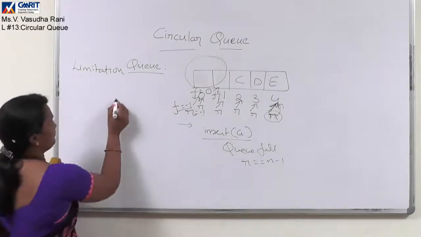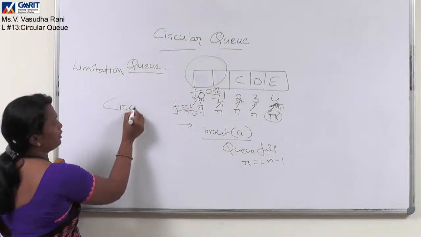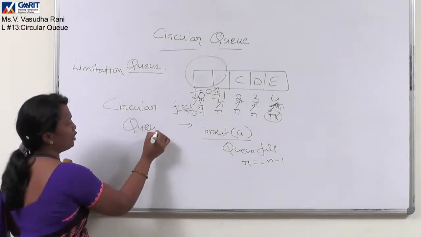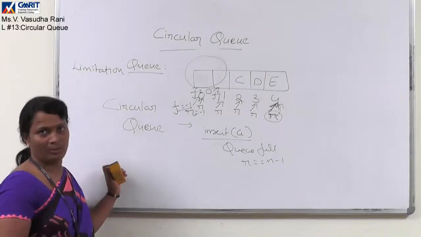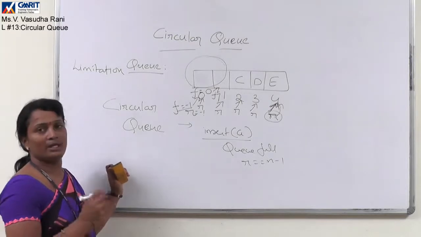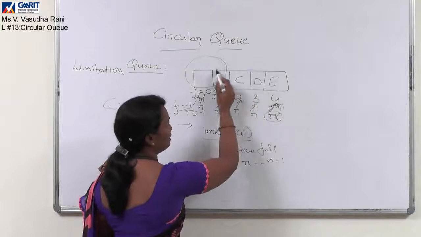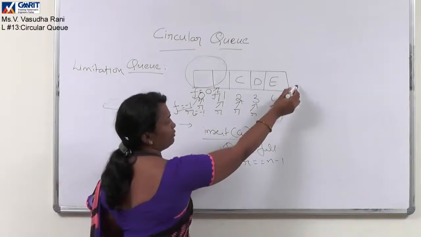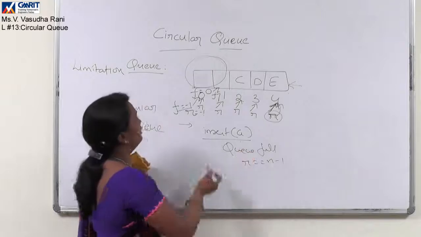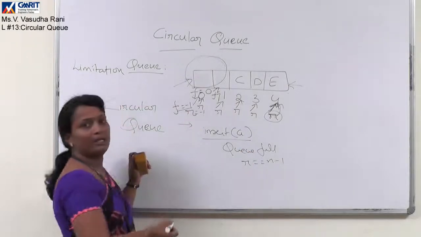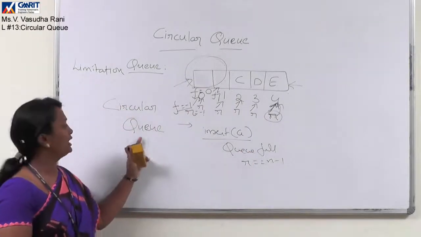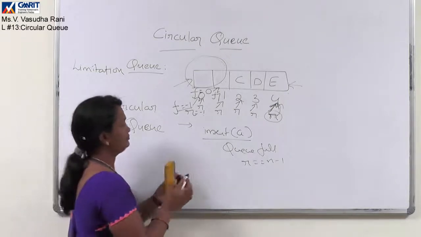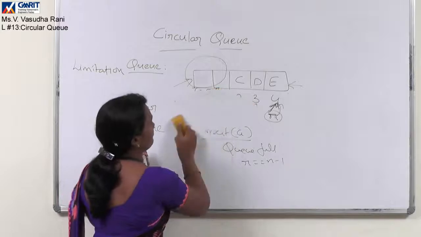So what is this circular queue? How do we get this circular queue? By modifying a normal linear queue. The thing is, by taking a normal, regular queue and joining the rear end of the queue with the front end of the queue, we can get a circular queue. See this.